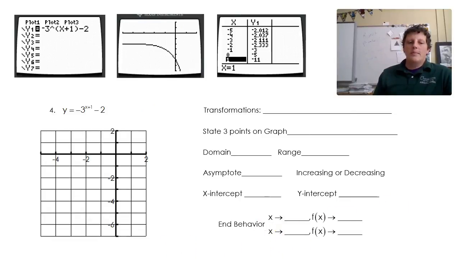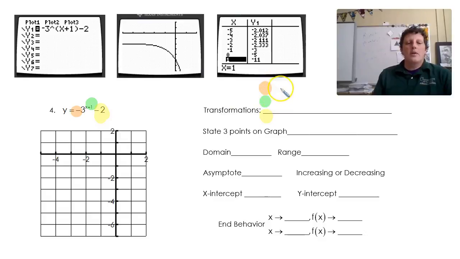Last example today. We want to look at the transformations, characteristics, and graph of this function, negative 3 to the x plus 1, minus 2. I see 3 transformations. I see a negative at the beginning. I see +1 in the exponent. And I see -2 at the very end. So I see 3 different transformations that I've got to catalog.